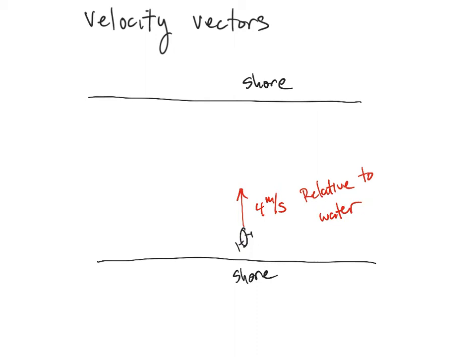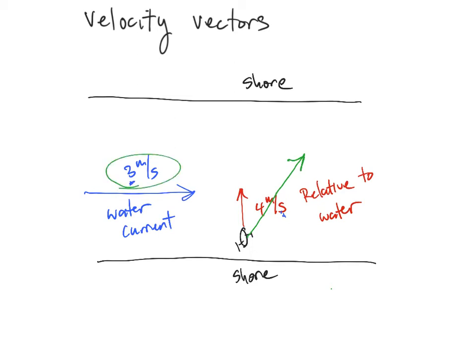But since it's a river, maybe the water itself is actually moving. There's a current in the river, so the water itself is moving in this direction at, say, 3 meters per second. This is the water current. And so you can see that if we're moving 4 meters per second relative to the water, but the water is moving itself, then we're going to have a speed in this direction. We're going to move this way due to the velocity of the water itself. And so we might want to figure out, what is this velocity? This is the velocity relative to the shore, to the land.